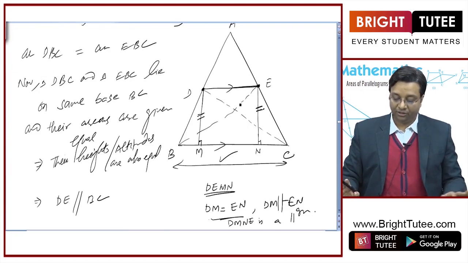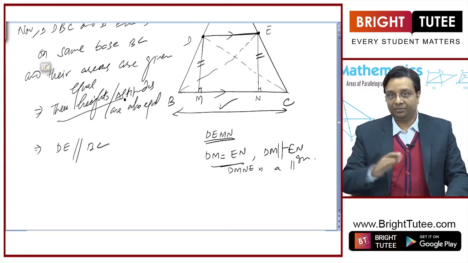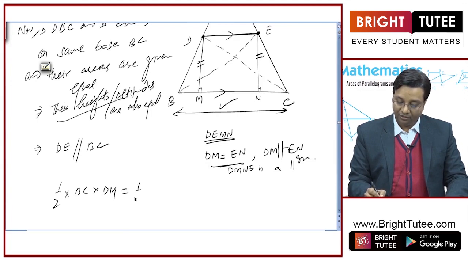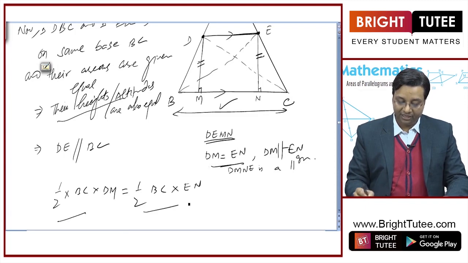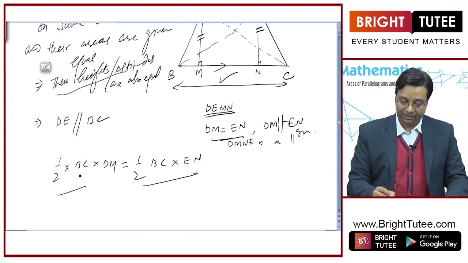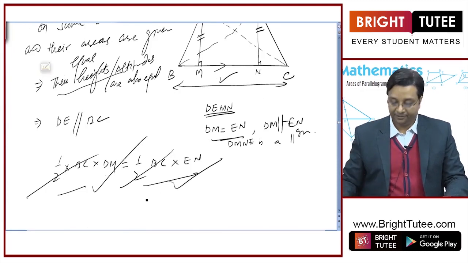So this is very easy to understand. And if you don't understand why their heights will be equal, I have explained it enough. Otherwise, what you can say is half of BC into DM is equal to half of BC into EN. This is the statement you can make based on the fact that their areas are equal, right? Then you can cancel these and show that these are equal, right?